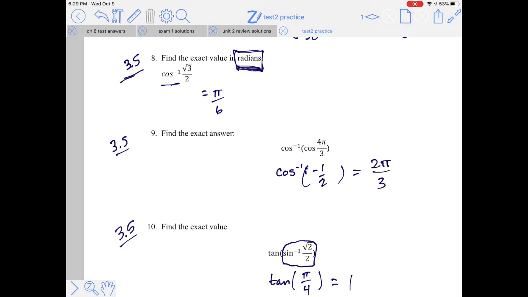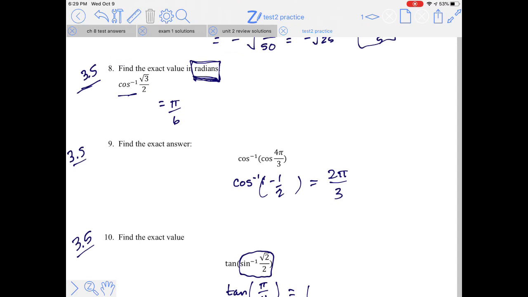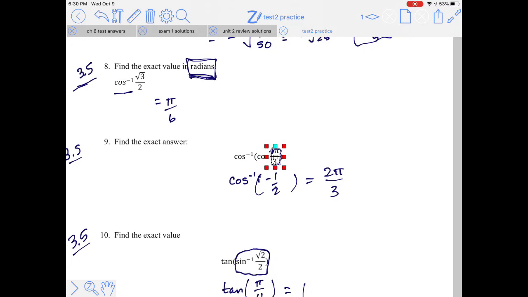No. For example, on 9, you had inverse cosine, and then you had cosine 4 pi thirds. What we came out with was 2 pi thirds. So would that be a quick, logical shortcut or no? No. I mean, it's good that you're trying to find patterns, because sometimes that's helpful in math. But the rule of thumb is, if this angle is in quadrant 1 or 2, because we're dealing with cosine, then inverse cosine and cosine cancel each other out.